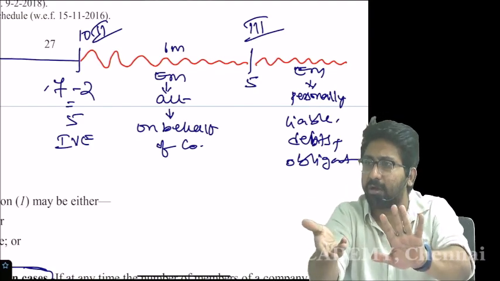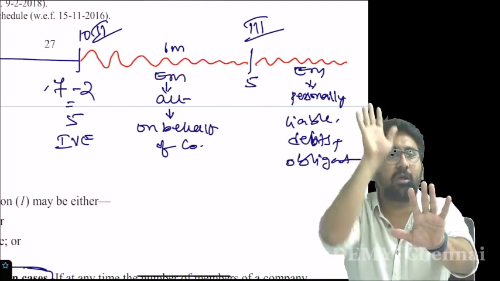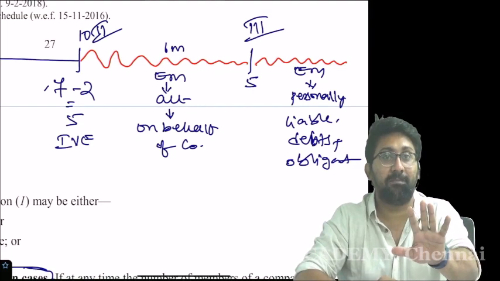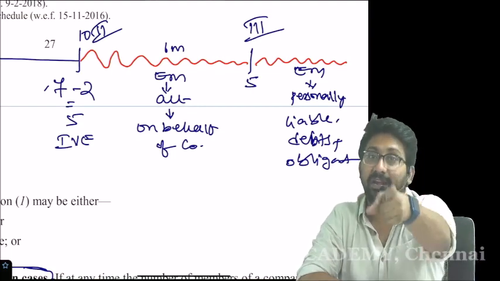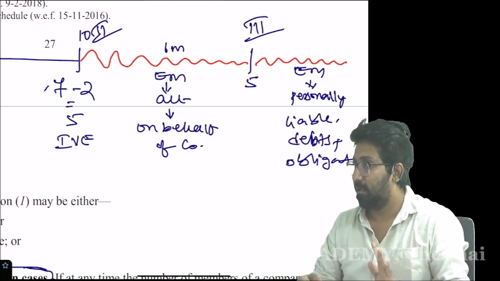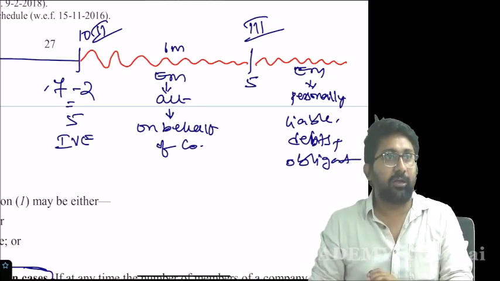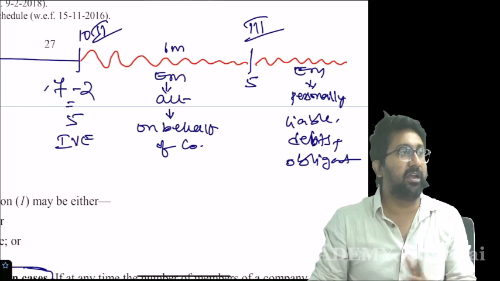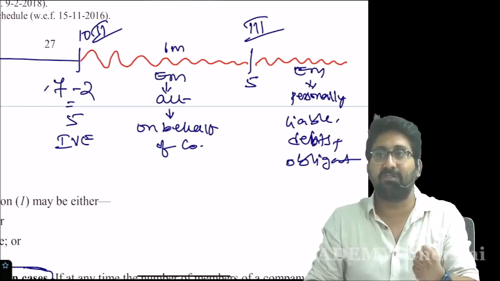Therefore, I will call it a partnership firm. After 6 months, unlimited liability, personal liability will get attracted. That's the idea. Are you understanding or not? It will lose the status of a company. It will take the essence of a partnership.